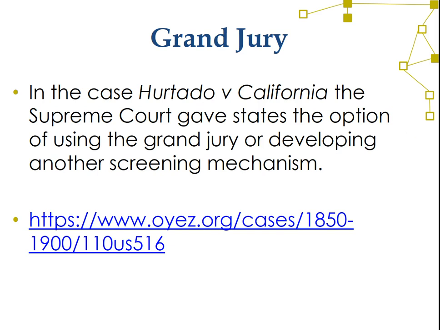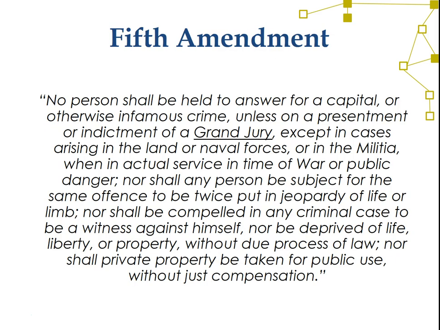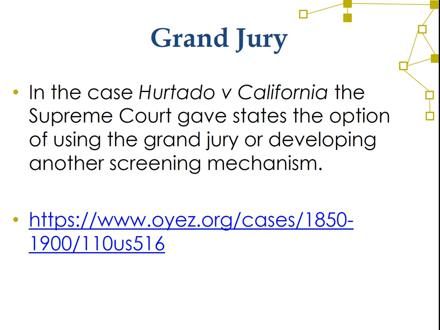Now, finally, in the case of Hurtado versus California, the Supreme Court gave states the option. Remember I talked about where, although the Fifth Amendment said, hey, you need to use a grand jury. Remember this one? Well, there's a case that came about, and this is it, Hurtado versus California, where the Supreme Court gave the states the option of using the grand jury or developing some other legal screening system through the district attorney's office, if you will. And here's the case link that goes with it if you want to look more.